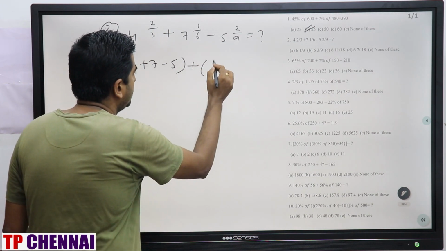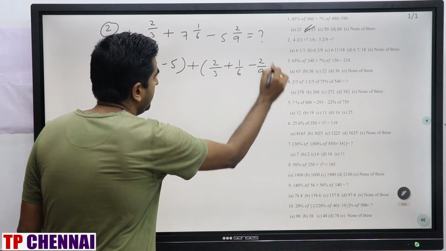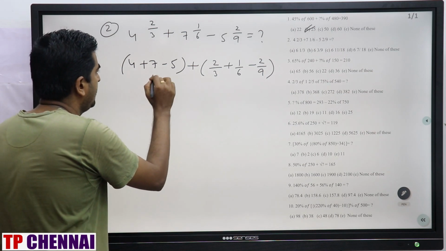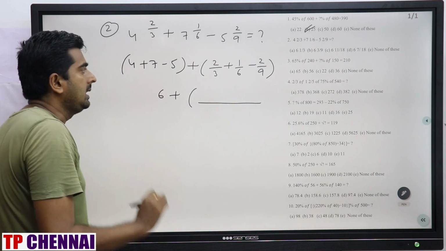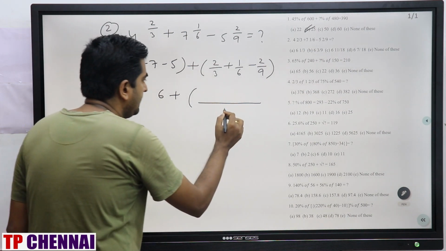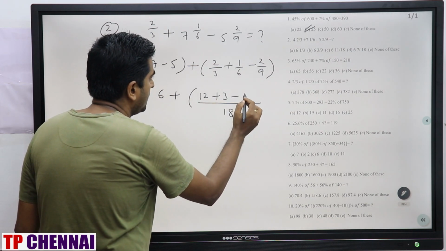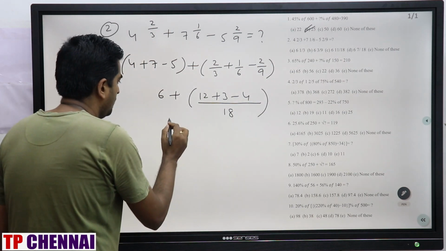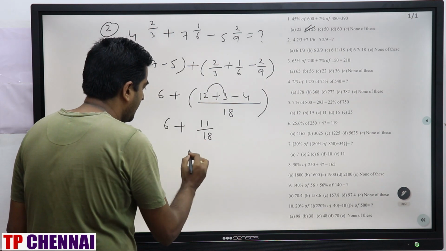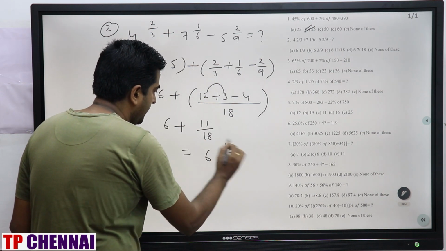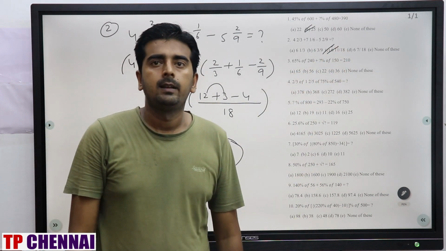Then you are having 2 by 3 plus 1 by 6 minus 2 by 9. So 4 plus 7 is 11, 11 minus 5 is nothing but 6. Here, what is the LCM of 3, 6 and 9? 3 and 6 LCM is 6, 6 and 9 LCM is 18. So this is how much? 12. This is how much? 3. This is how much? 4. So 12 plus 3 is 15, 15 minus 4 is 11. So 6 plus 11 by 18, or I can say 6 11 by 18 is the answer, which is nothing but third option. Clear?